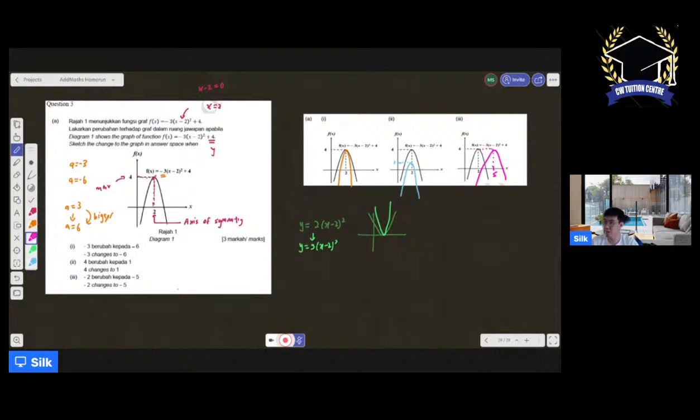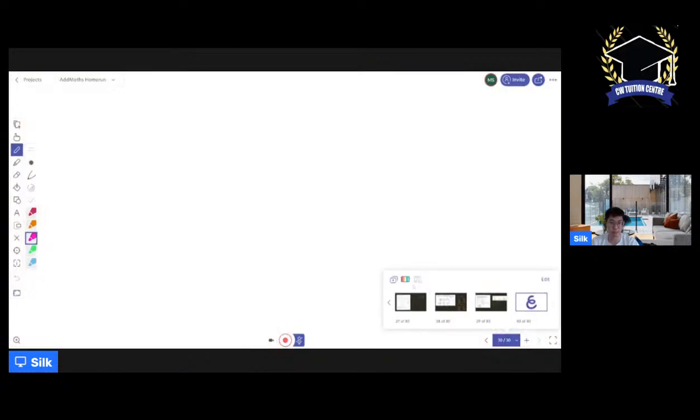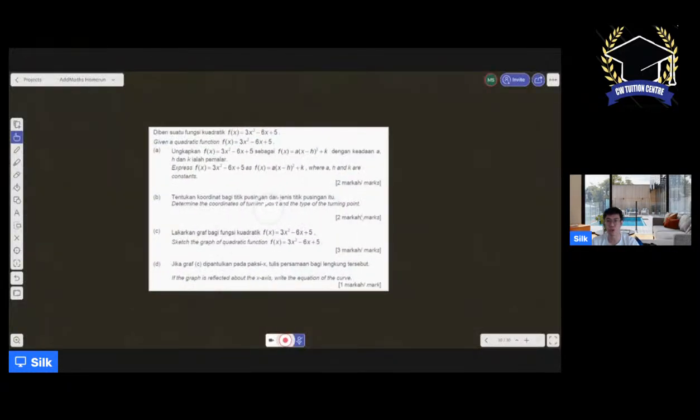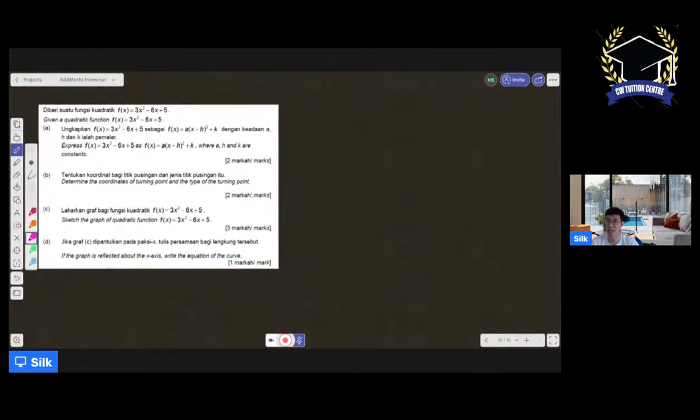Now let's take a look at the next question. If you have a question, you can ask me, and I can go back there. So now we are going to analyze some of the quadratic equations here. One of the quadratic equations that I think is good to analyze is something like that. Express f(x) by completing the square.